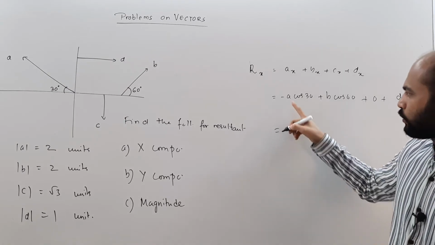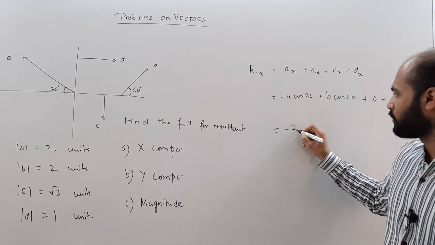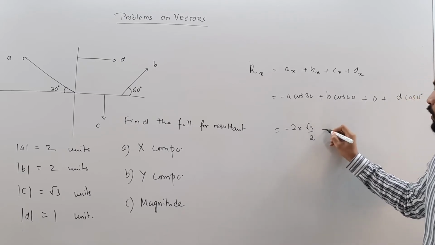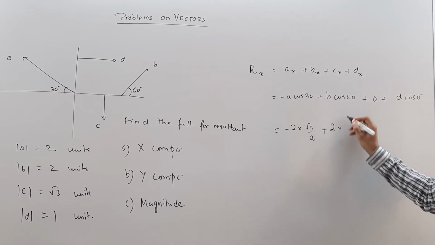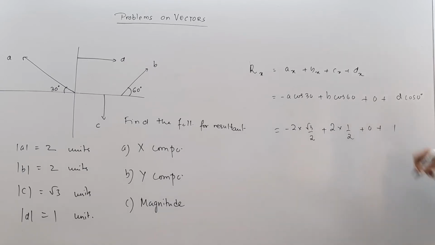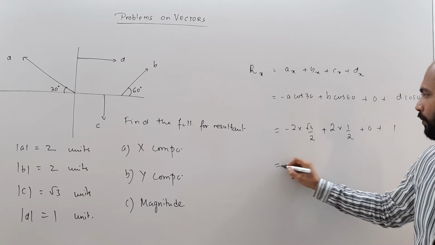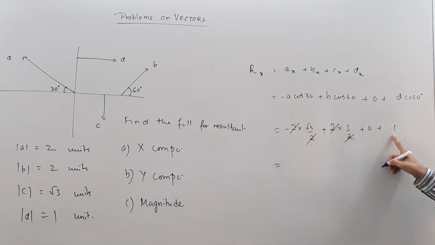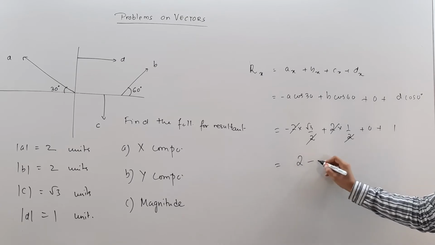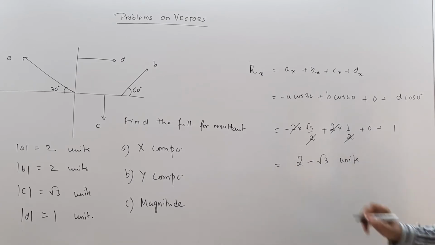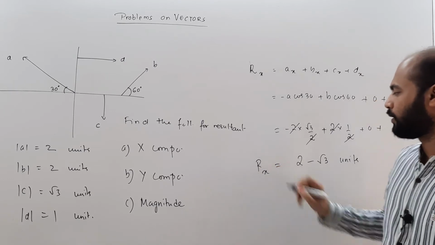Now let's use the magnitude. A is given to us as 2 units. So 2 into cos 30 is root 3 by 2. B is given as again 2 into cos 60 is half. This is 0 and then d is ultimately given as 1. So when we add them up, we get something like this. So plus 1 becomes 2 and ultimately is going to be 2 minus root 3 units. This is the net x component.